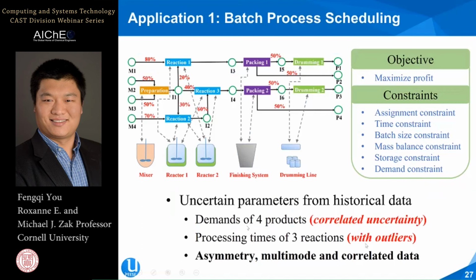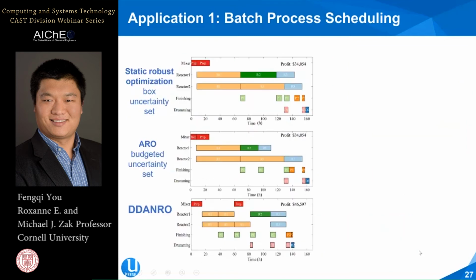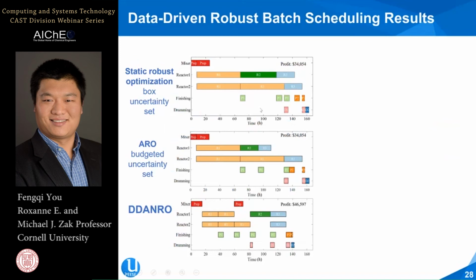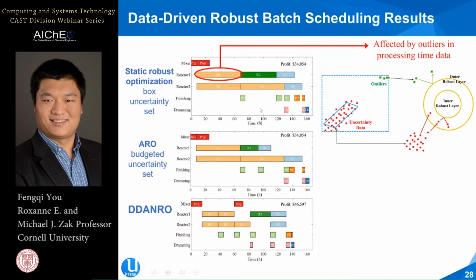The demand of products will be correlated, sometimes highly correlated, because some products are quite similar. Processing time will involve some outliers, and these outliers could really prolong the processing time if you use a very conservative approach. This is the result, where again we compare the 3 approaches: the data-driven one, the budget one, and the box uncertainty set. With the box uncertainty set, as mentioned earlier, there were some outliers in the batch processing time, so we end up with a very long processing time, which is not really realistic. Once you get outliers, the box set tends to be overly conservative.